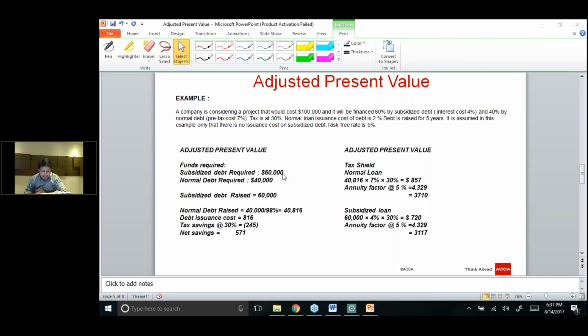If beta asset is given, don't we have to regear it first? No, you do not have to regear it, because on the investment side, please listen carefully, always use the ungeared beta, the all-equity finance beta, the beta asset.